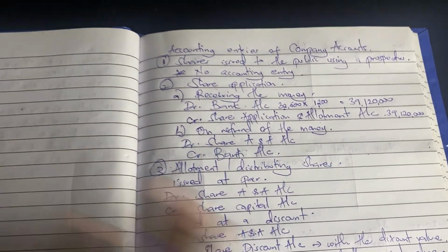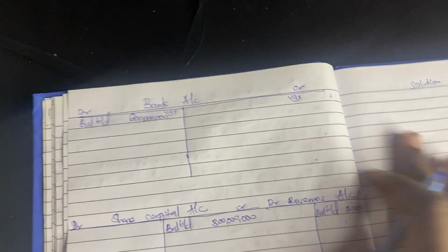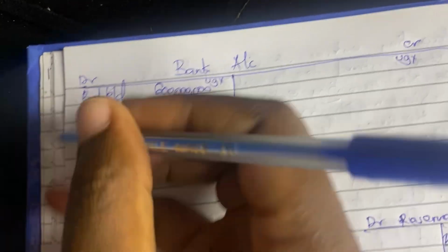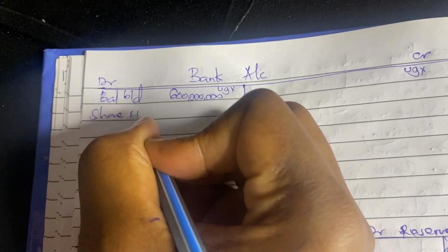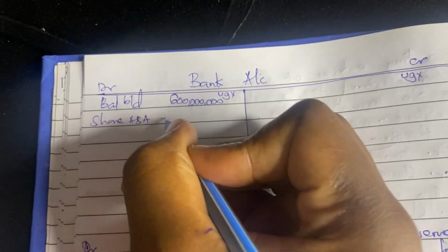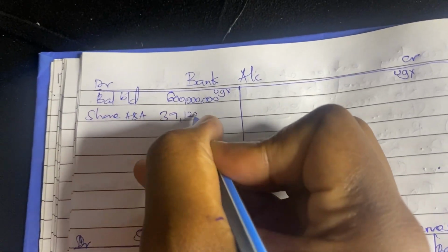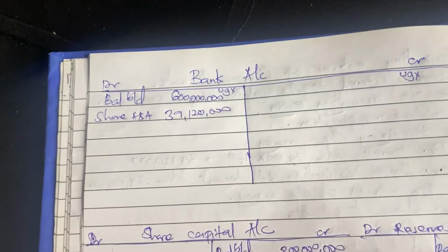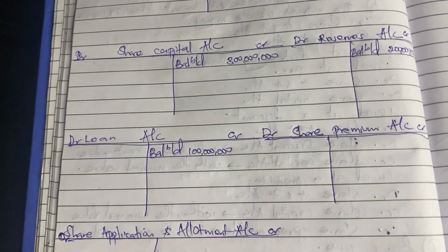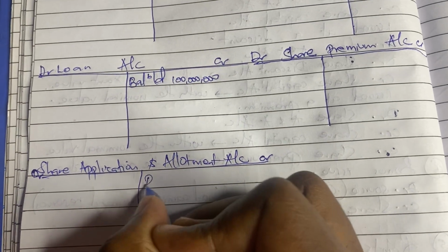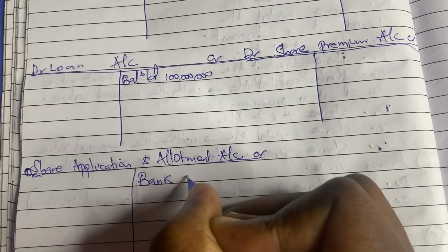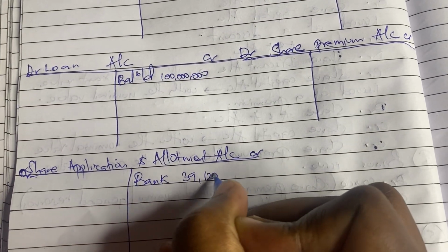Yes. So we come here, debit the bank account, we write there share application and allotment 39,120. Then we come to the share application and allotment. On the credit side, we write bank 39,120.